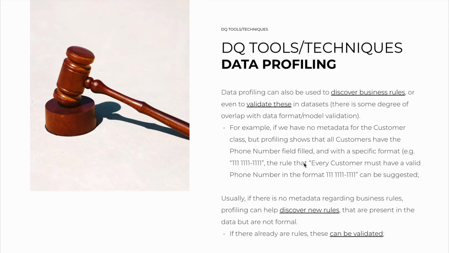So we do a profiling of these data, and we figure out, oh, this should be a formal rule, but it isn't. So let's now make it a formal rule. On the other hand, if you already have formal business rules, you can use the profiling tool to help validate them or to even suggest changes to them. This is because applications change, people change, a lot of things change over the years. So it's very useful to do automated profiling every once in a while just to make sure that these rules are still the right ones.